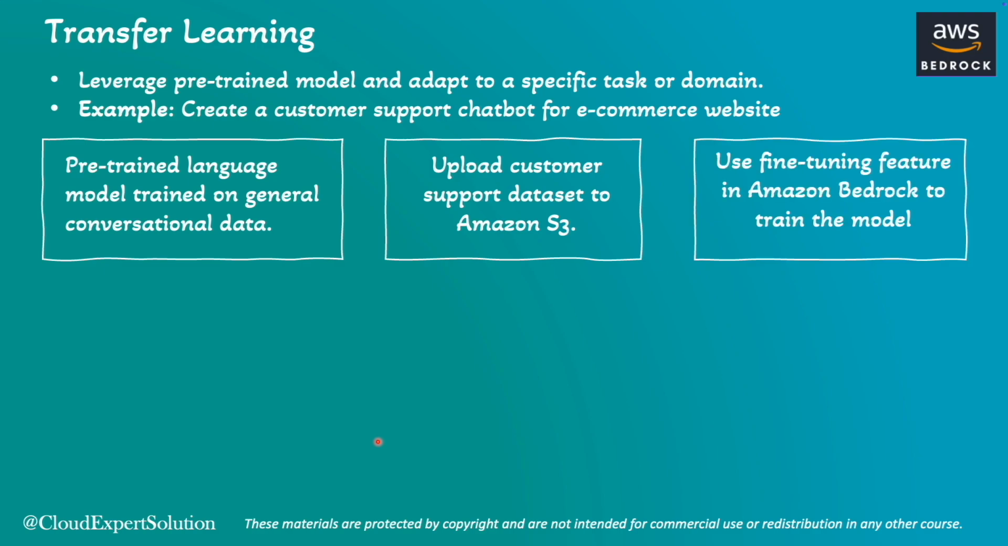And the last step is fine-tuning. You can use the fine-tuning feature in Amazon Bedrock to train the model. Then you can fine-tune the pre-trained model on this dataset to adapt it to the specific language and context of your customer support interactions. Please remember, fine-tuning is a specific type of transfer learning. So transfer learning is the superset and fine-tuning is one specific type of transfer learning.